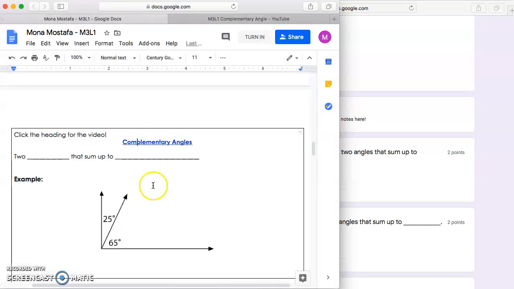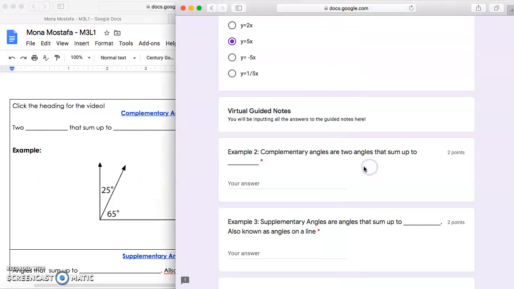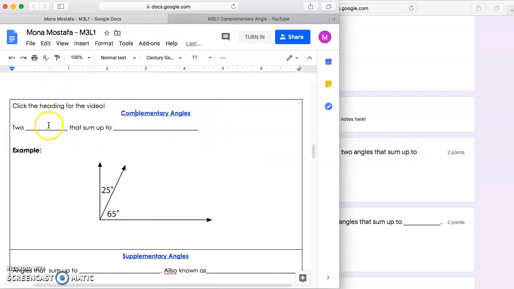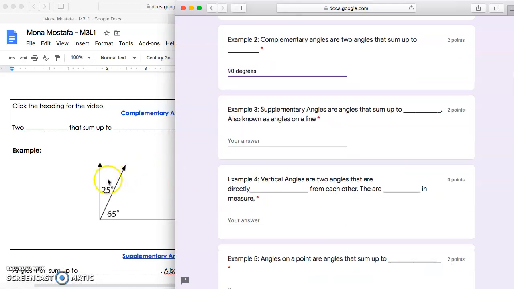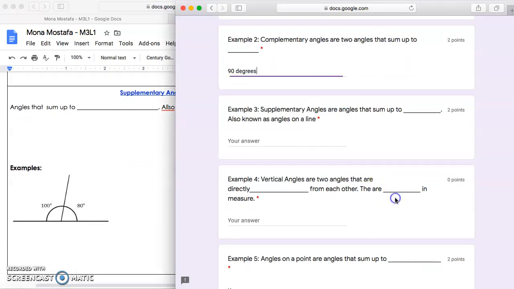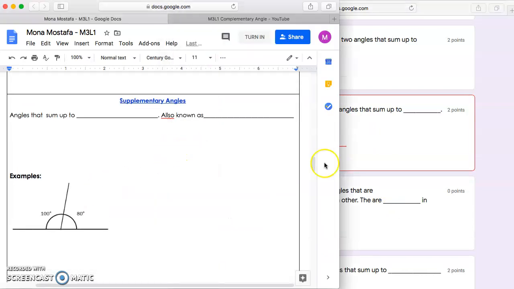Now once you're done with this video, you're going to go to the side and it tells you complementary angles are two angles that sum up to, and if you could see, it completely aligns with the classwork that you have. And I'm going to just input my answers. Again, this is for me to know, are you paying attention to my videos? And that's it basically. So I'm going to move on, go down to example 3, watch the video on supplementary angles, answer the question, and here I give you the questions.